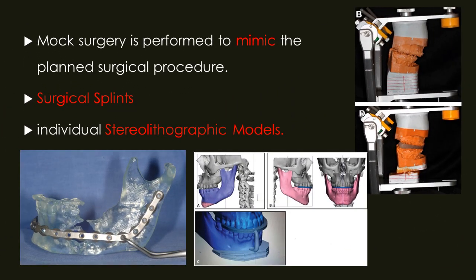Mock surgery is performed to mimic the planned surgical procedure as decided by the maxillofacial surgeon and orthodontist. Finally, the reoriented model after mock surgery is used to fabricate the surgical splint that will be used in the operating room. Individual stereolithographic models can also be used in severe and asymmetric deformities with mock surgery.